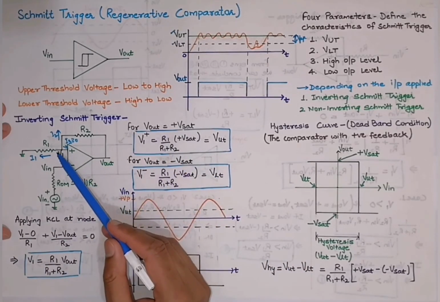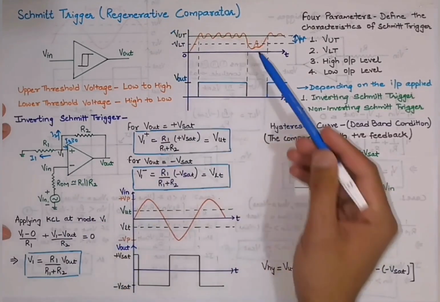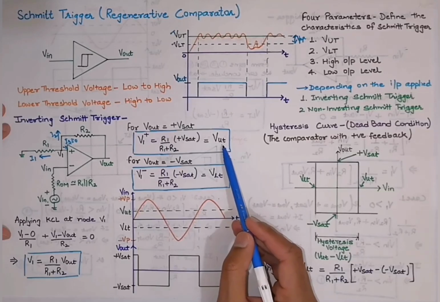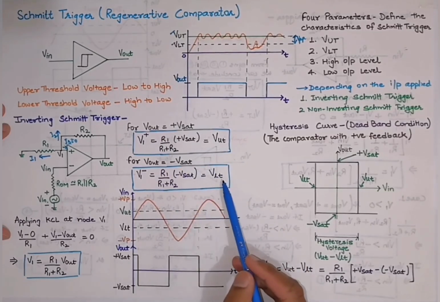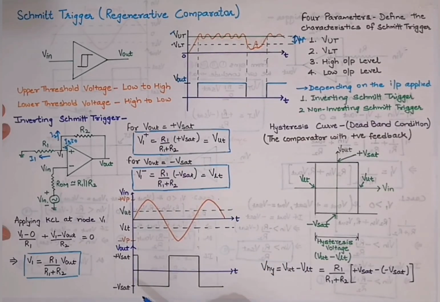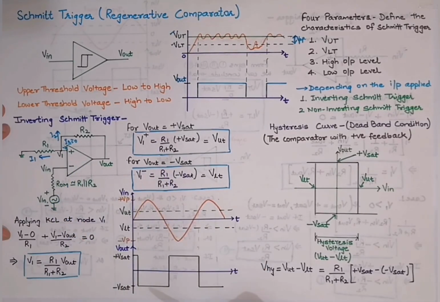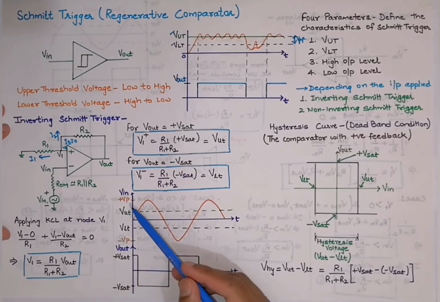These two voltages are nothing but the two thresholds that I have discussed over here. So the higher voltage is termed here as the upper threshold, and the lower voltage is termed as the lower threshold. Now this input signal is compared with these two thresholds. So let's discuss this with this diagram.